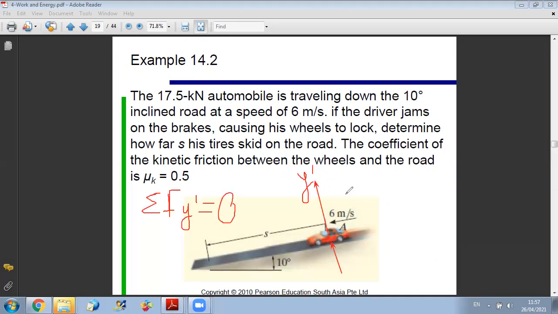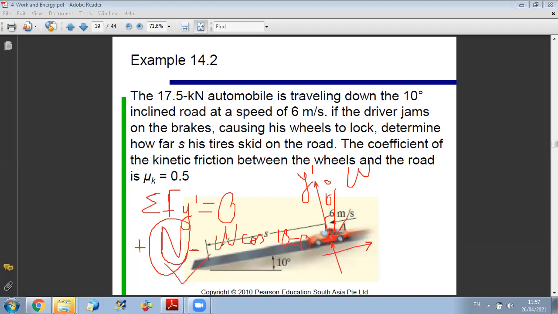And then if I project my forces on y prime, what do I have? I have plus N and minus W cosine 10, because the angle here is 10 degrees. The friction has no component along y prime because it's along x prime. So N minus W cosine 10 equals 0. So this equation will help you to get the normal, the unknown N.